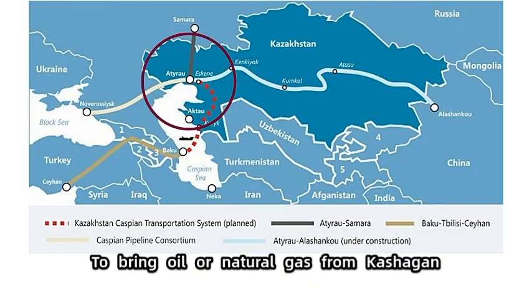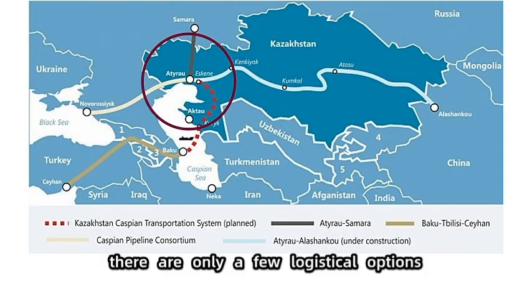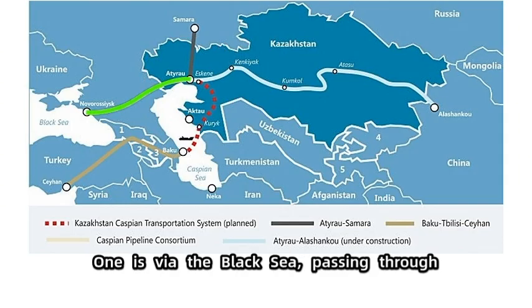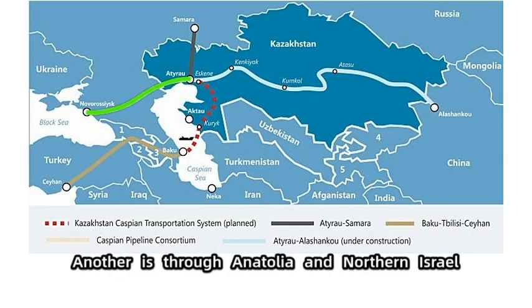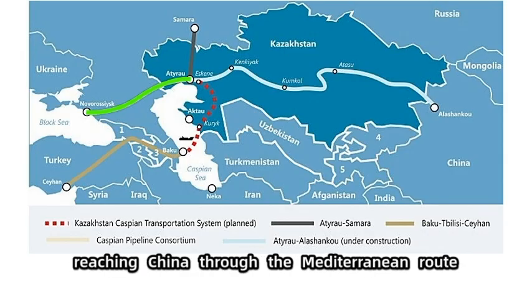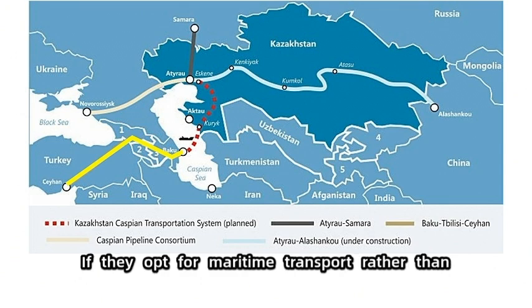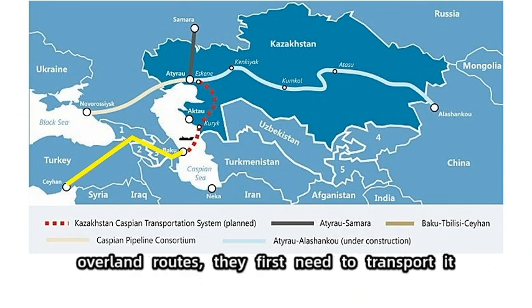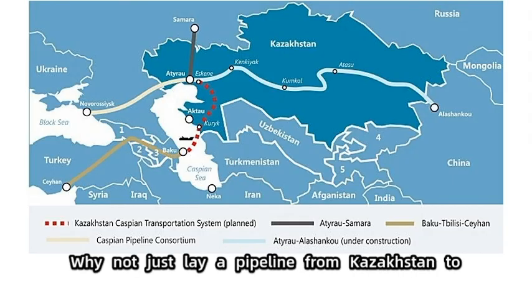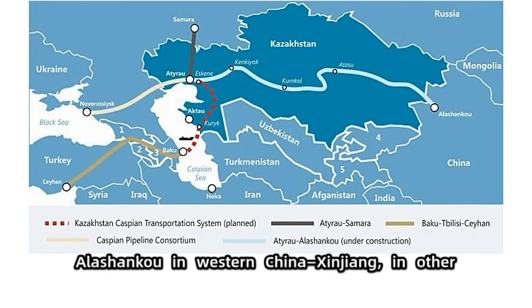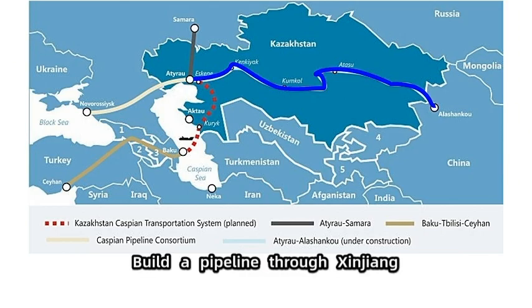To bring oil or natural gas from Kashagan, there are only a few logistical options. One is via the Black Sea, passing through Turkey's control over the Bosporus Strait. Another is through Anatolia and northern Israel, reaching China through the Mediterranean route. If they opt for maritime transport rather than overland routes, they first need to transport it overland a vast distance to the sea. So one might think, why not just lay a pipeline from Kazakhstan to Alashankou in western China, Xinjiang in other words? Build a pipeline through Xinjiang.